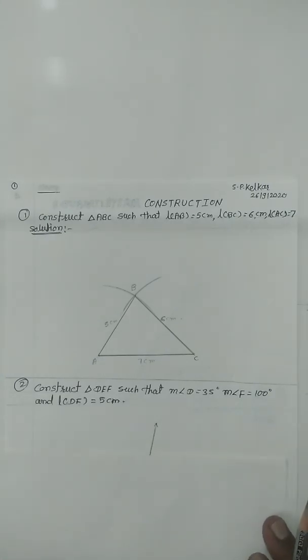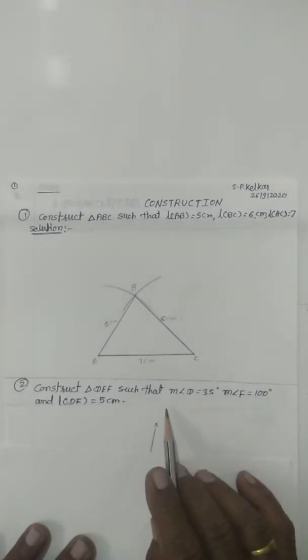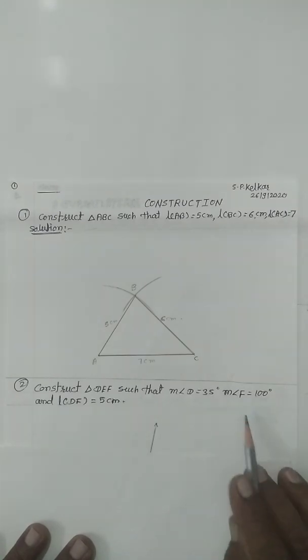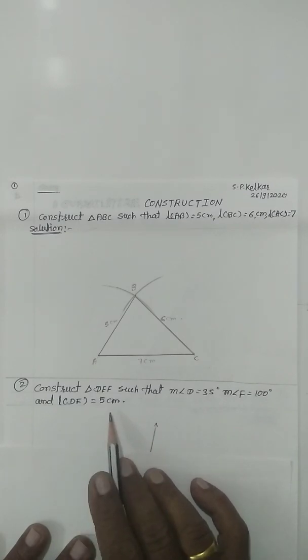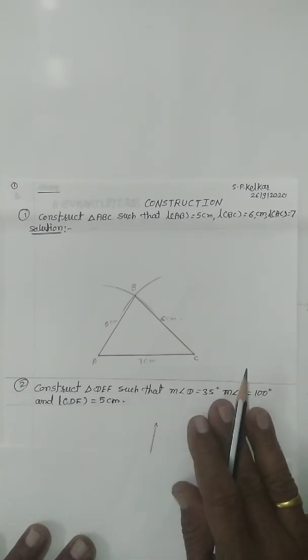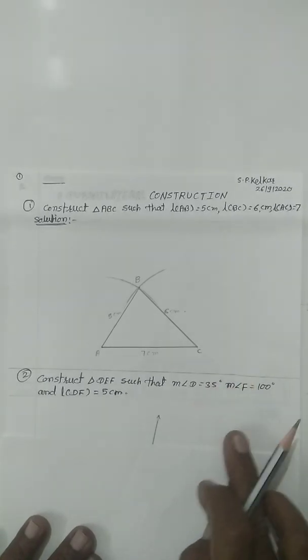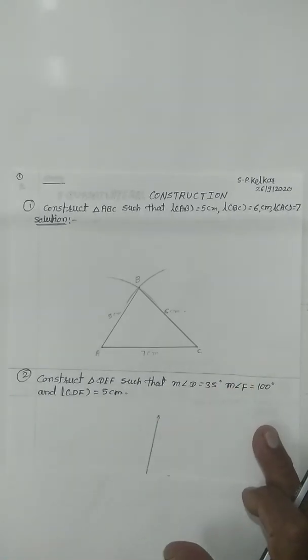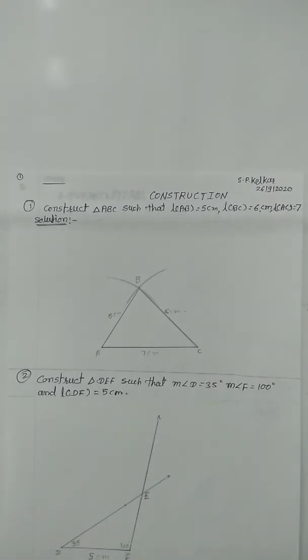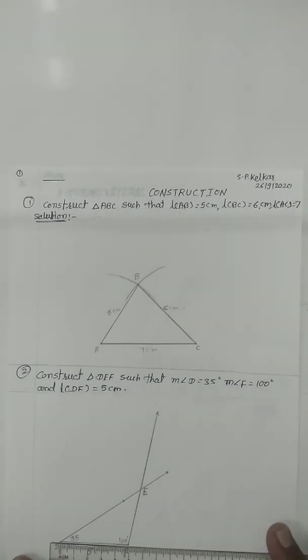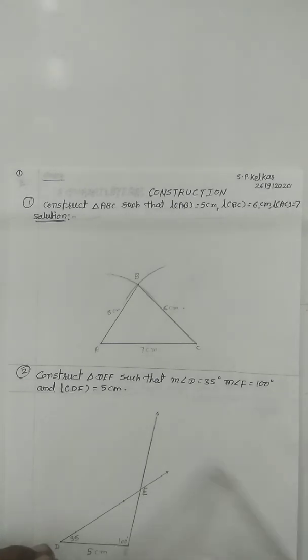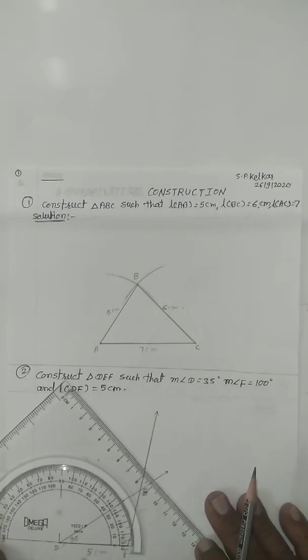Then again see, construct triangle DEF such that angle D equal to 35 degree, angle F equal to 100 degree, and length DF equal to 5 centimeter. Means in this construction the two angles and the included side are given. So firstly draw the included side DF, that is 5 centimeter. Then draw the angle at point D, that is 35 degree.